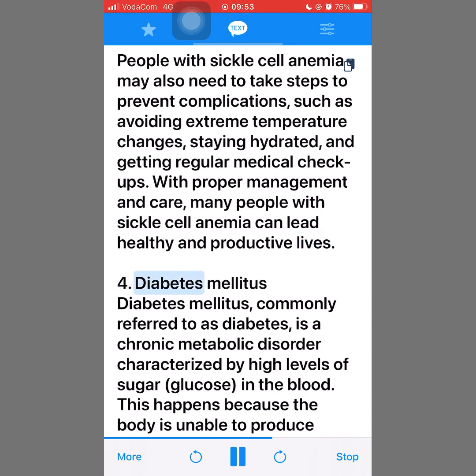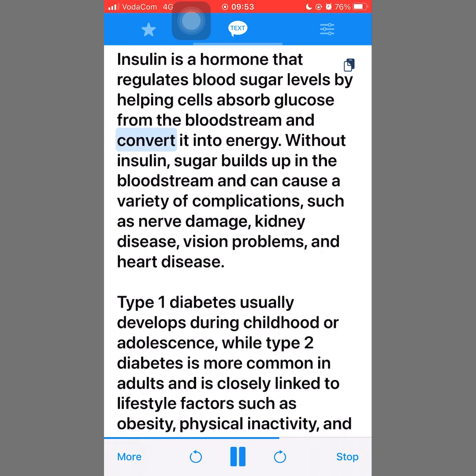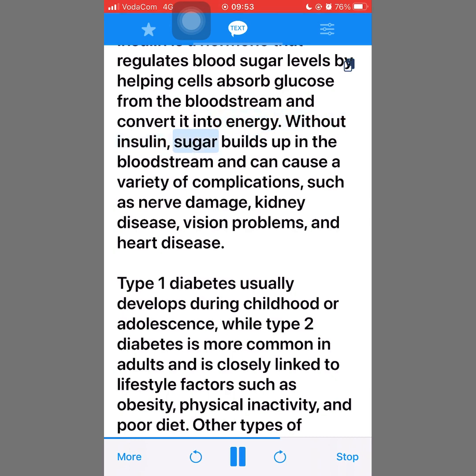4. Diabetes mellitus. Diabetes mellitus, commonly referred to as diabetes, is a chronic metabolic disorder characterized by high levels of sugar, glucose, in the blood. This happens because the body is unable to produce enough insulin, type 1 diabetes, or cannot use insulin effectively, type 2 diabetes. Insulin is a hormone that regulates blood sugar levels by helping cells absorb glucose from the bloodstream and convert it into energy. Without insulin, sugar builds up in the bloodstream and can cause a variety of complications, such as nerve damage, kidney disease, vision problems, and heart disease.